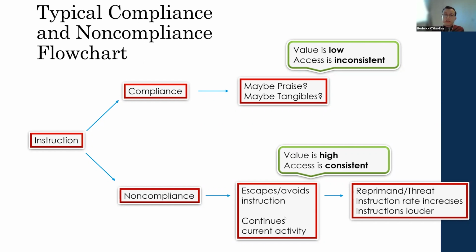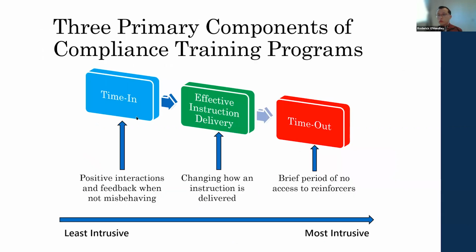But the strategies that we're actually going to go over today don't really address the value that kids get out of non-compliant behavior. To do that, you would use something like timeout. But the strategies that we're focusing on here are really more about how we can increase the value of the incentives for compliant behavior and increase access so that kids follow through with the instructions that we give them at home and at school.